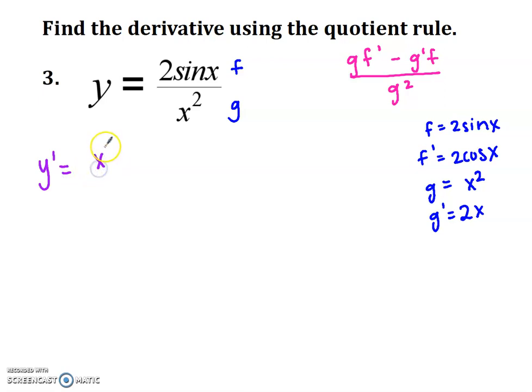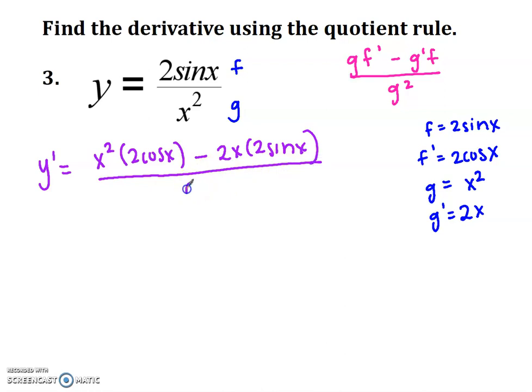So we've got g, which is x squared, times f prime, which is 2 cosine of x, minus g prime, which is 2x, times f, which is 2 sine of x, all over g squared. So that would be x squared squared. And then from here we will just simplify until we can't anymore.